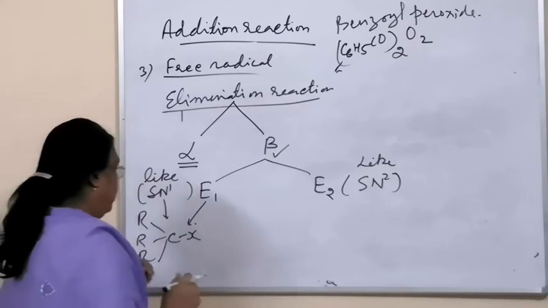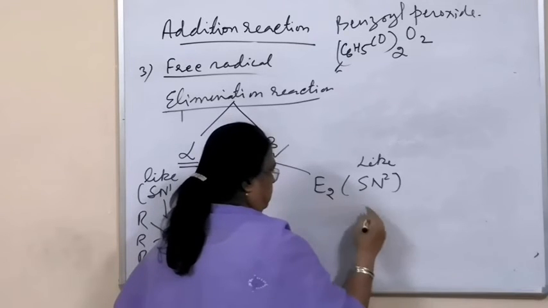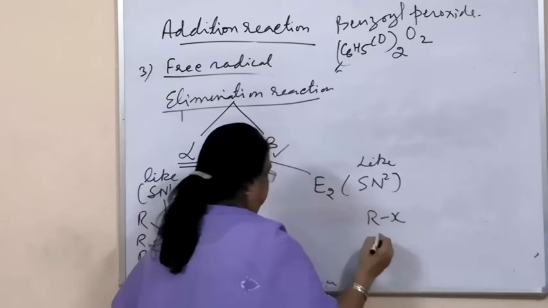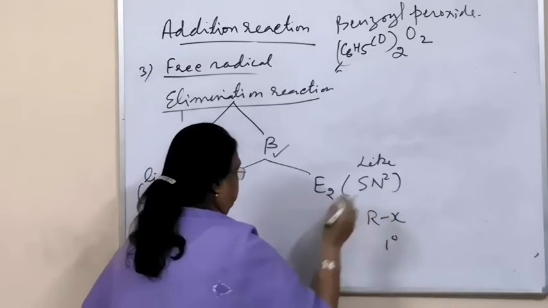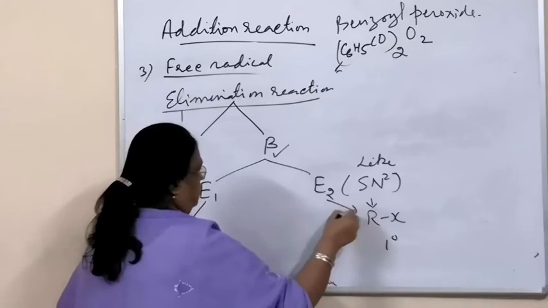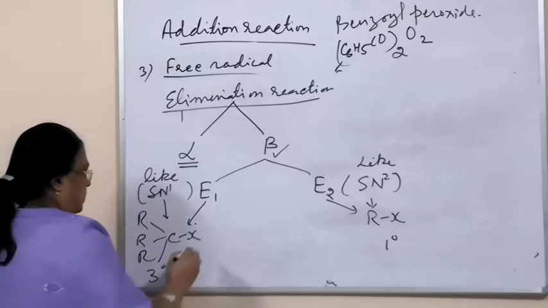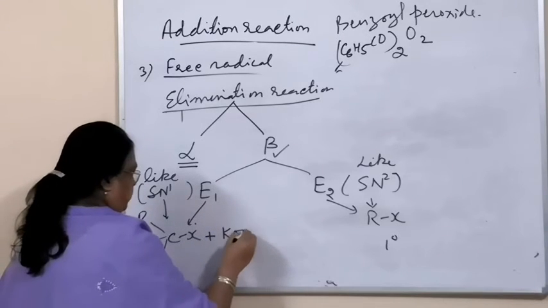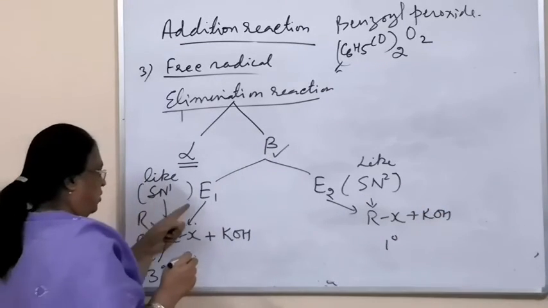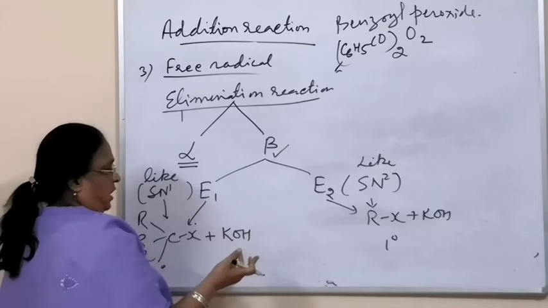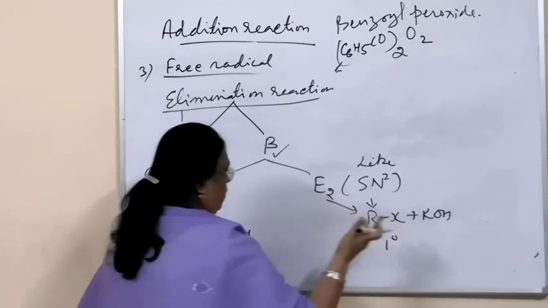This is the similarity. Then this is shown by primary alkyl halide. This is tertiary alkyl halide and this is primary. Primary shows SN2, so E2 is also shown by primary alkyl halide. This is the similarity. Then this combines with KOH, this also combines with KOH. So whether it is SN1 or E1, it will be combining with KOH or NaOH, a strong alkali. Whether it is E2 or SN2, it will be combining with KOH.